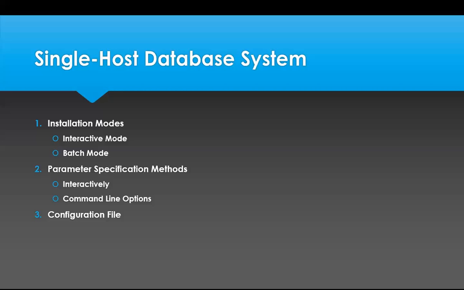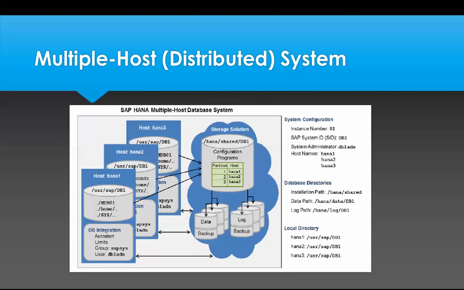Before we do that, let me just tell you about the multiple host system. This is also called a distributed system. If there are multiple hosts in a system, it is called a multiple host system or a distributed system. You can see over here the file system for a multiple host system with 3 hosts, right? We have these 3 hosts, HANA 1, 2 and 3. A multiple host system is a system with more than one host, which can be configured as active worker hosts or idle standby hosts.